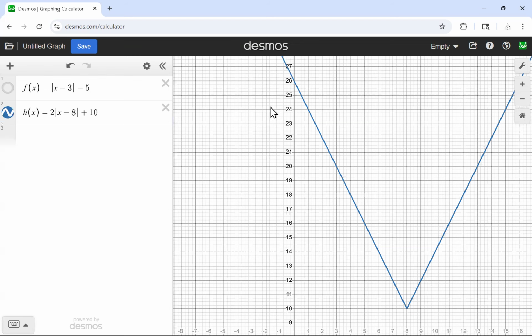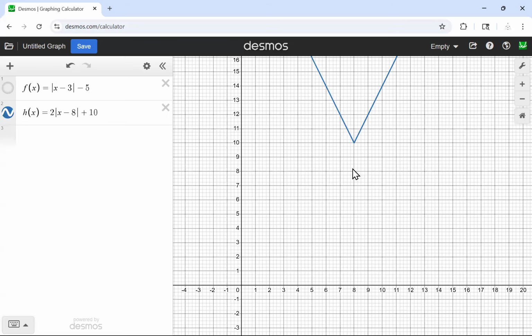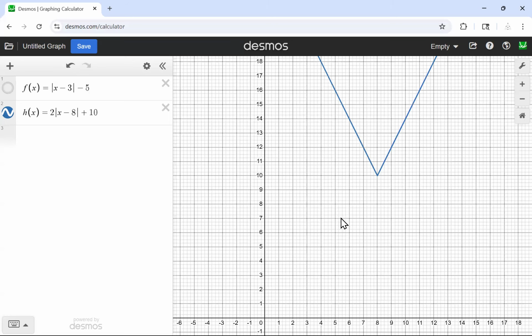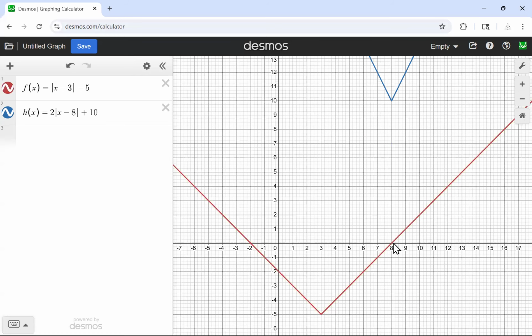And because the vertex is at (8, 10) and the absolute value function is pointing up, there's no way you can cross the x-axis. That's why algebraically we got no x-intercepts, because it never goes below that point (8, 10), so we can never cross over the x-axis. That's different from f of x, which obviously crossed over the x-axis at 2 different places.